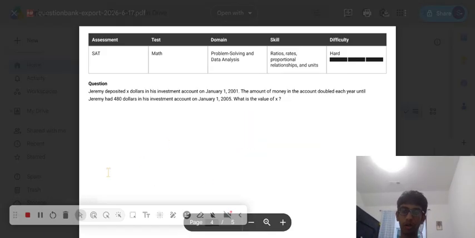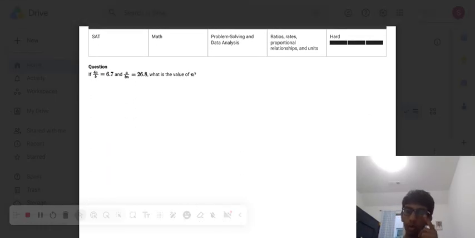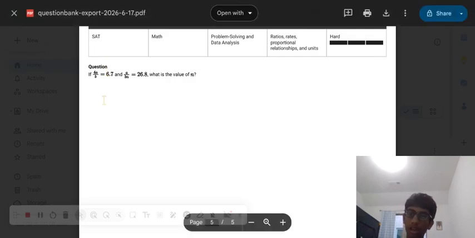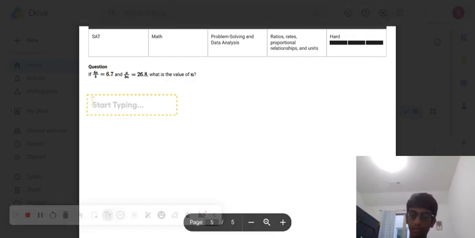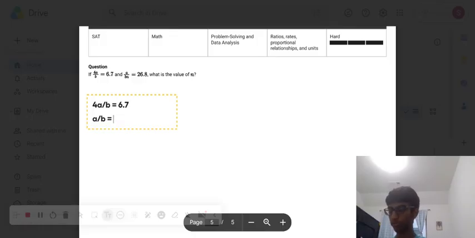Moving on to our last problem. It says if 4a over b is equal to 6.7 and a over bn is equal to 26.8, what is the value of n? Okay, how are we going to approach this? So we know what 4a over b is. It's equal to 6.7. So then what is a over b? Well, what we're doing is dividing by 4 on both sides. So we need to do 6.7 divided by 4, and we are getting 1.675.